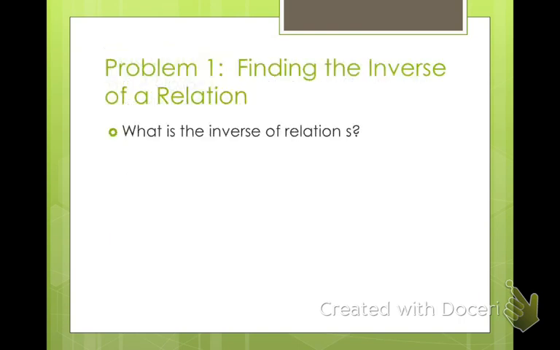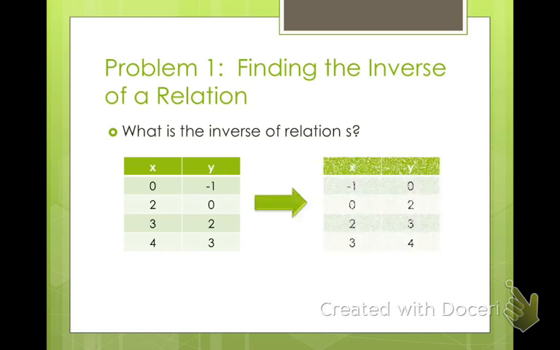So what's the inverse of relation S? Here my x values are 0, 2, 3, 4, and my y values are negative 1, 0, 2, 3. An inverse says we just flip our x and y values. So our inverse is actually x is negative 1, 0, 2, 3, and y is 0, 2, 3, 4. Pretty easy, right?